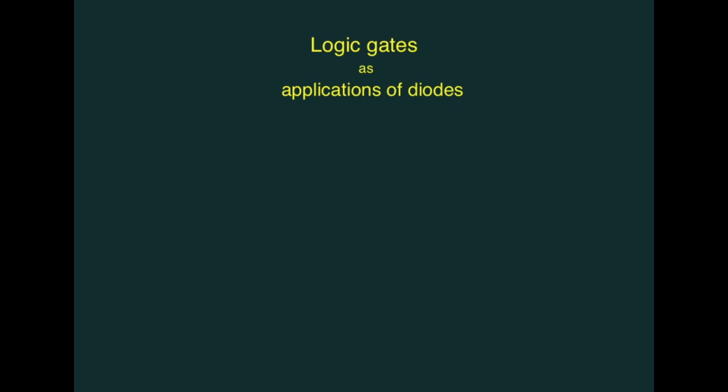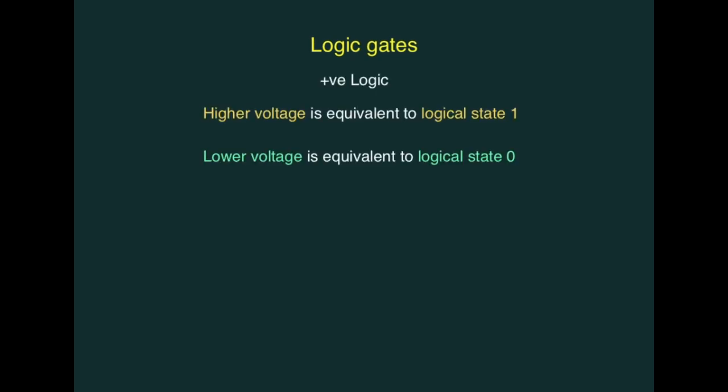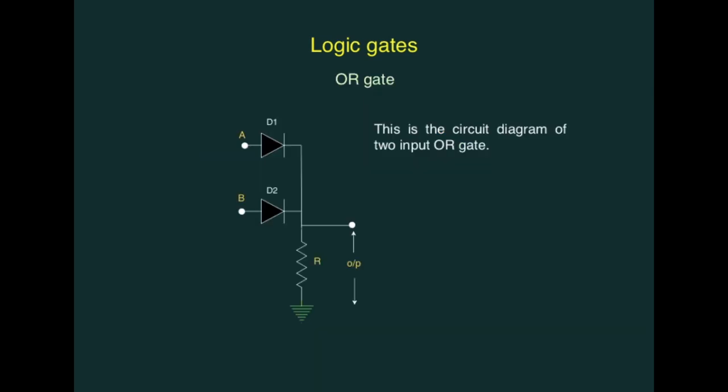Hello, in this session we are going to learn logic gates as applications of diodes. So we'll study two different logic gates where the circuits are constructed using diodes. Here, to study the logic gates, we are going to use positive logic. In positive logic, higher voltage is considered as logic state 1, whereas lower voltage is considered as logic state 0.